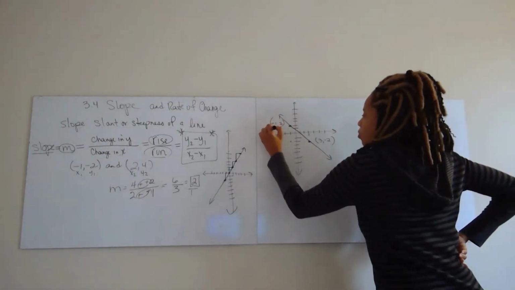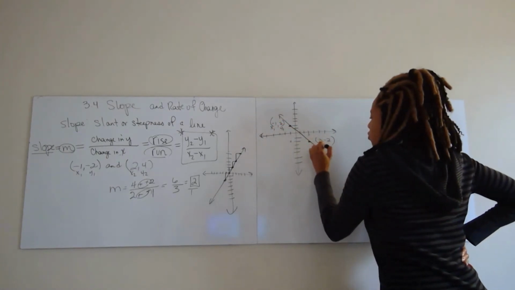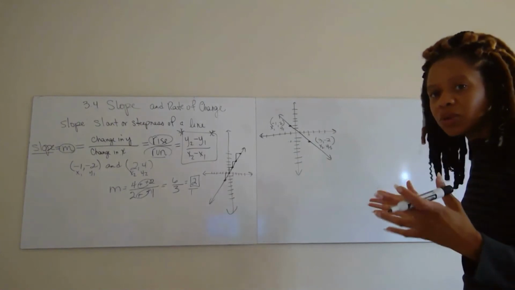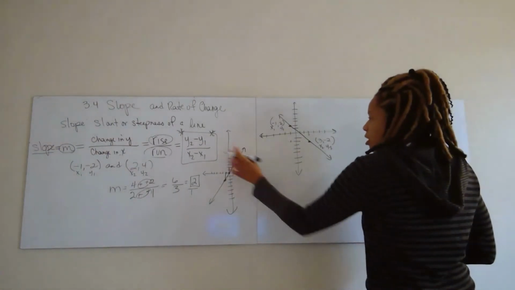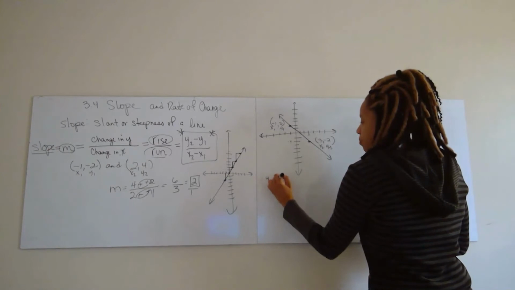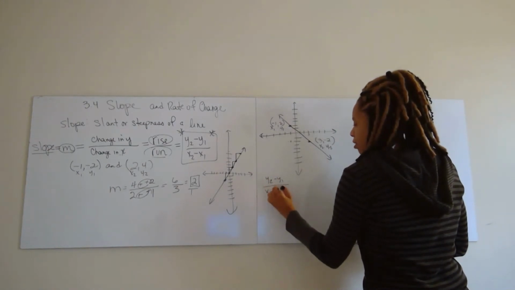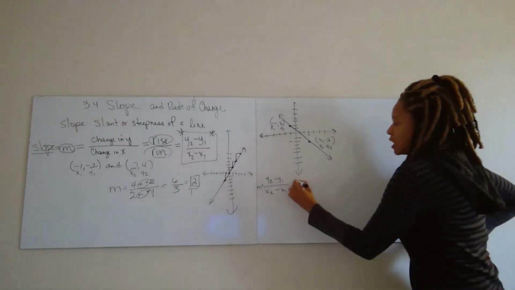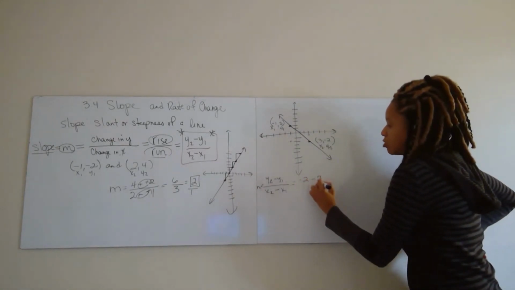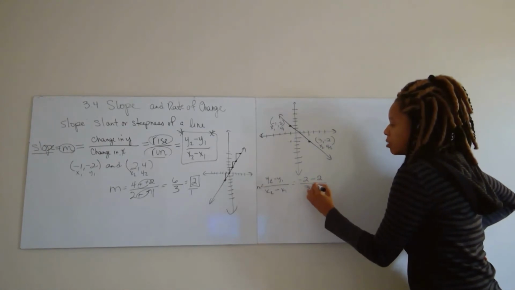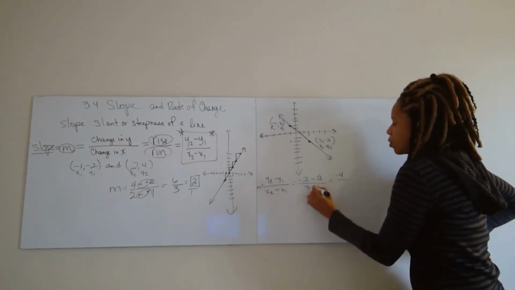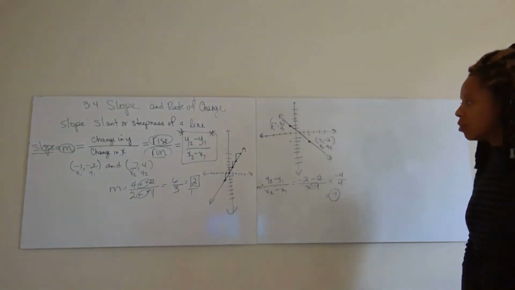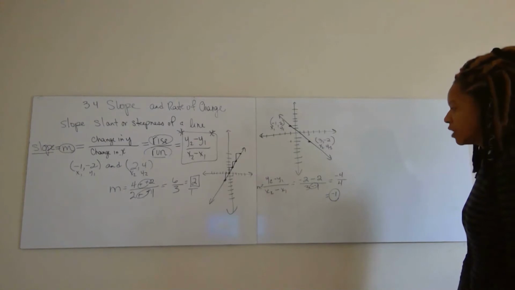So I'm going to label x1, y1, x2, y2. And if you label them the other way, that's perfectly okay. Just substitute properly and you'll still get the same answer. So my slope is y2 minus y1 over x2 minus x1. So what's that look like? -2 minus 2 over 3 minus -1, -4 over 4. So we have a slope of -1.